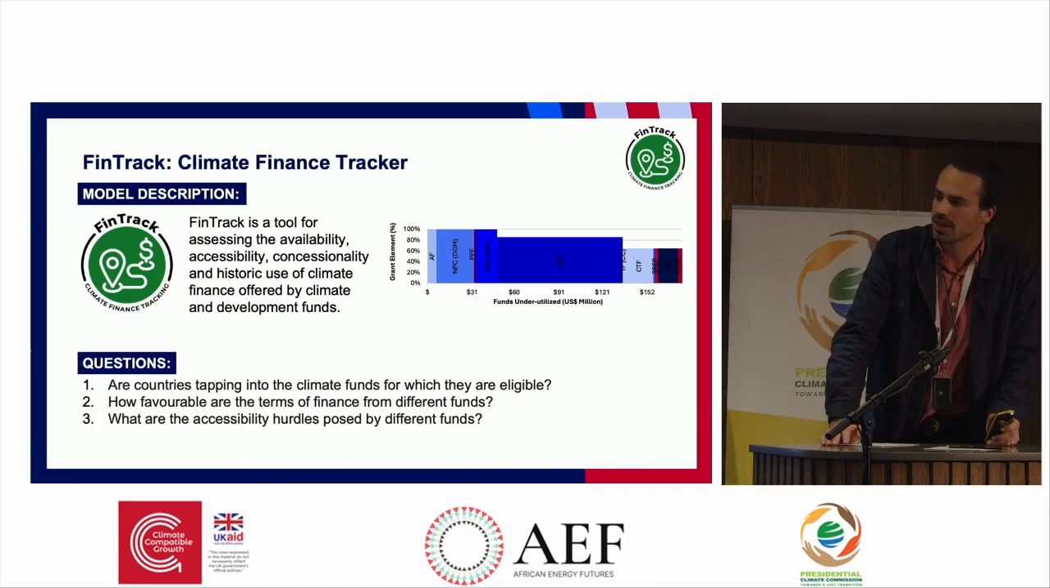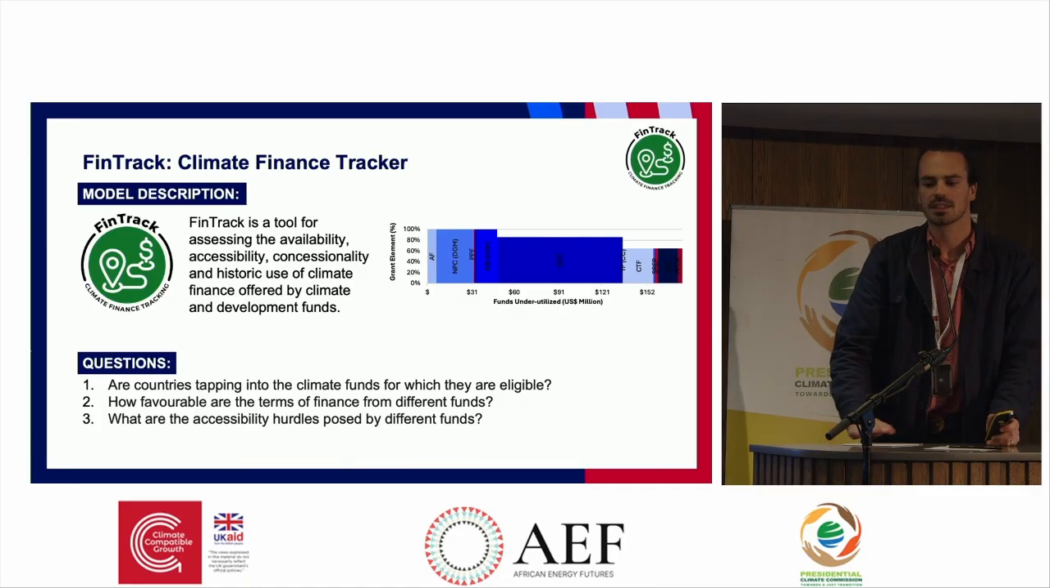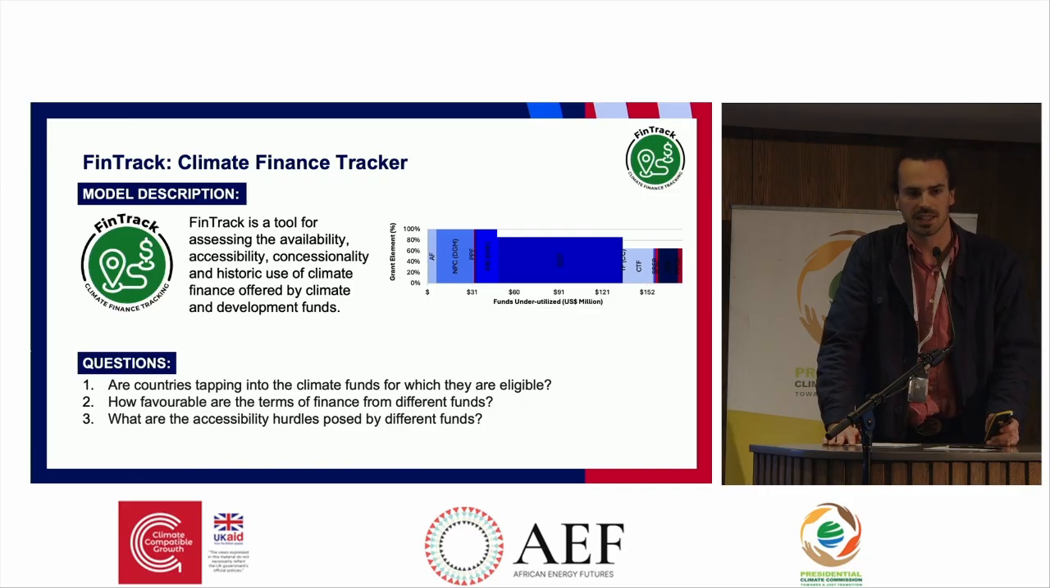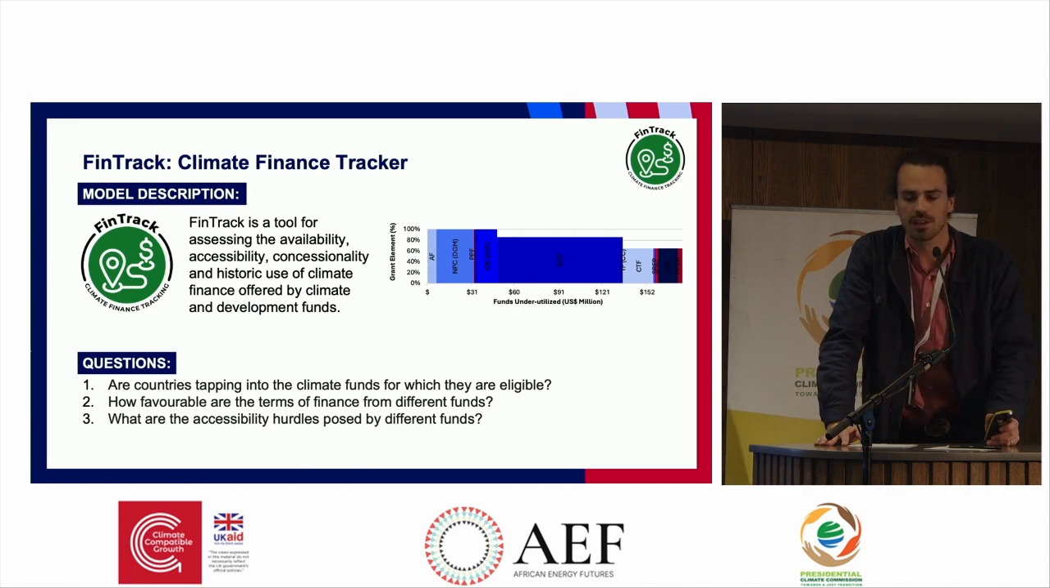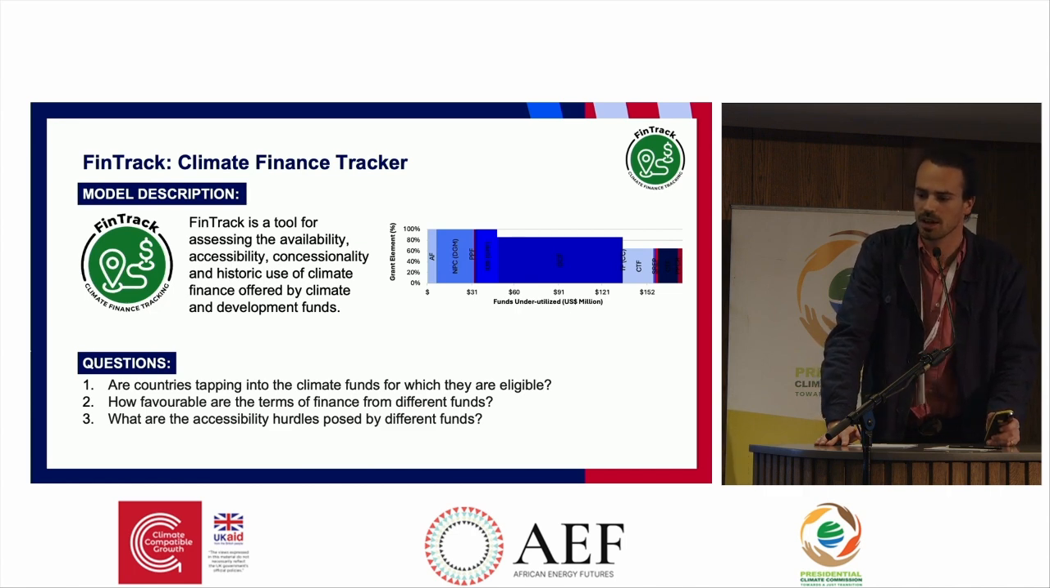So there are 3 main questions that FinTrack aims to address. Are they currently tapping into all of the climate finance funds available? We do this by looking at historic uptake and potential allocations and comparing these. How favorable are the terms of finance that each of these resources offer? How concessional is it? What will it cost to borrow from these resources? And what are the hurdles facing countries when trying to access each of these pools of finance?